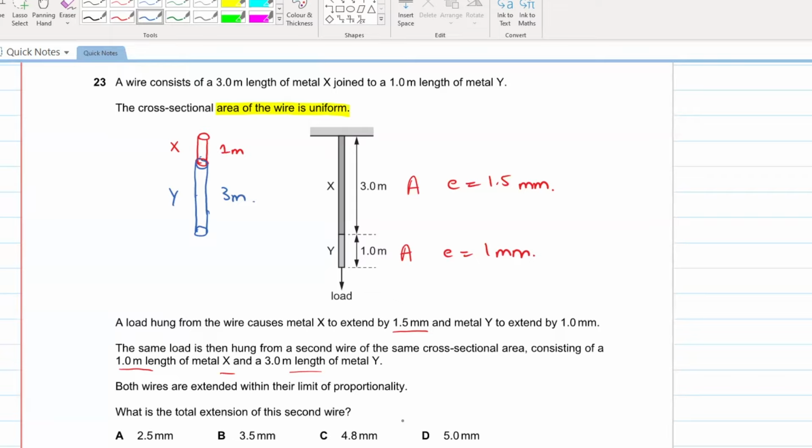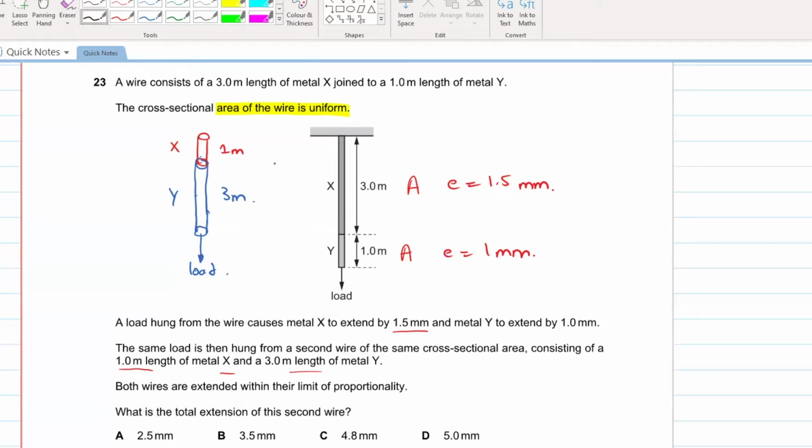You have to calculate the total extension of the second wire if the same load but different lengths of the wire are being applied. Now, what will you do here? Any ideas? First of all, what can we do here?